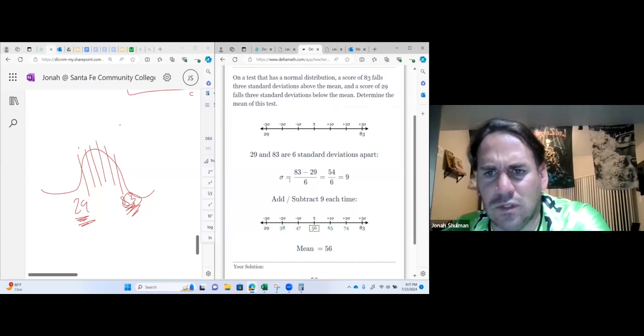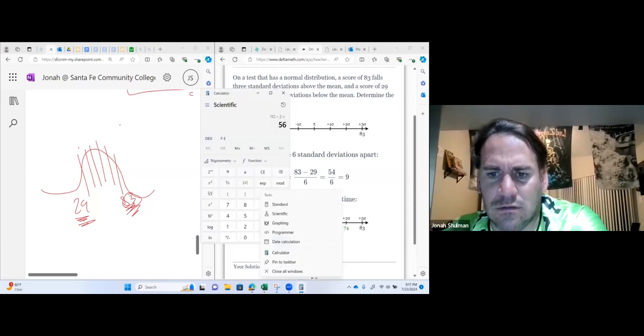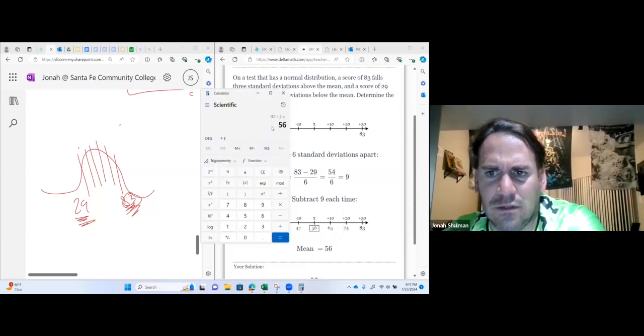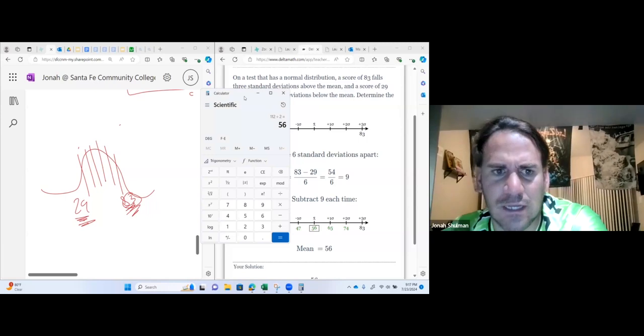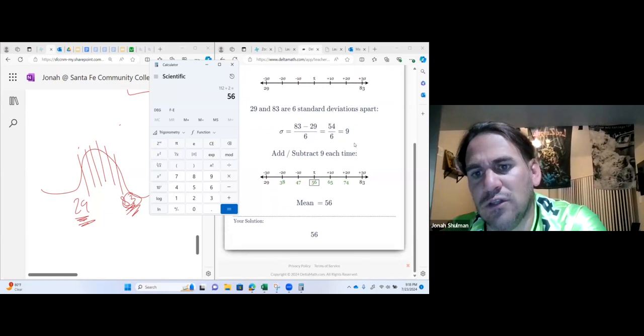Nice. So 83 minus 29, what did I do? I did 56. I got 112 as the difference. I added them up and cut in half. They wanted me to do 83 minus 29 is 6, because it's 6 away, which totally works. Either one's going to work.